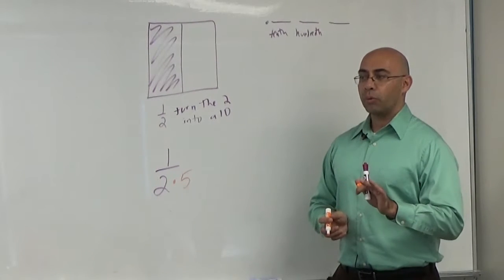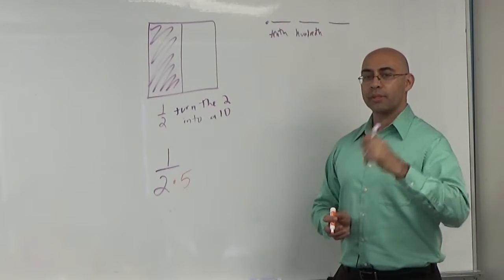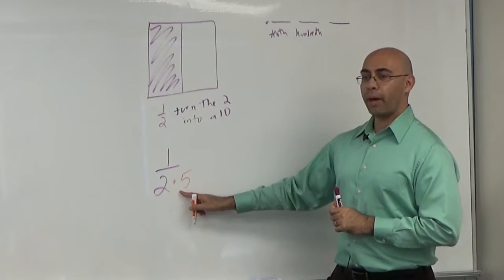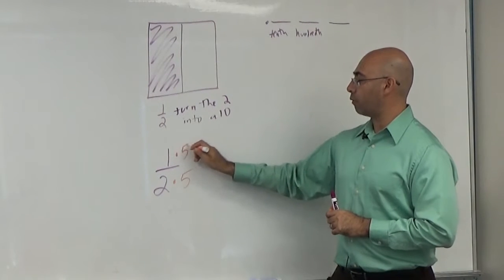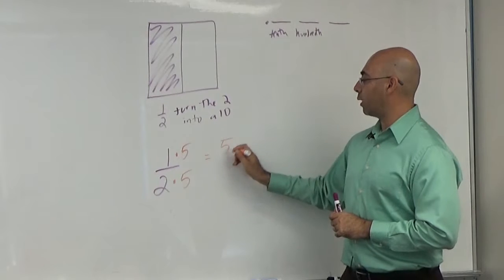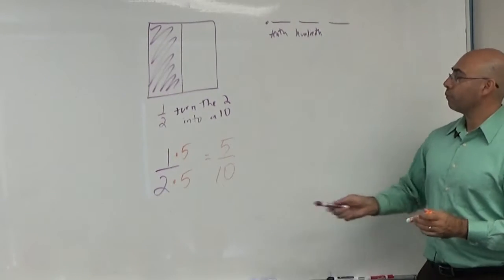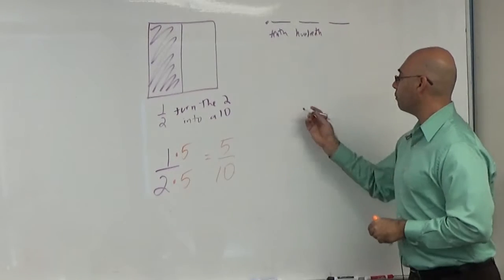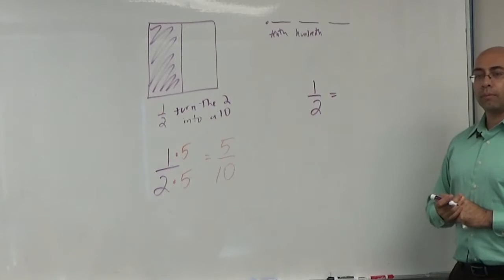Yeah. But when you mess with a fraction, whatever you do to the bottom, you have to treat the top the same way. So if I multiply the bottom by 5, what do I multiply the top by? 5. So this is written as 5 over 10. So now, 1/2 is the same as what decimal?